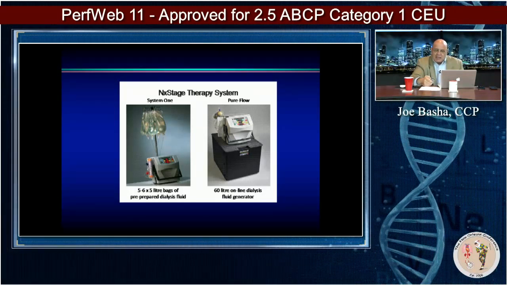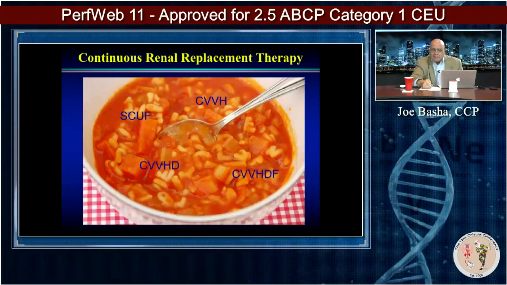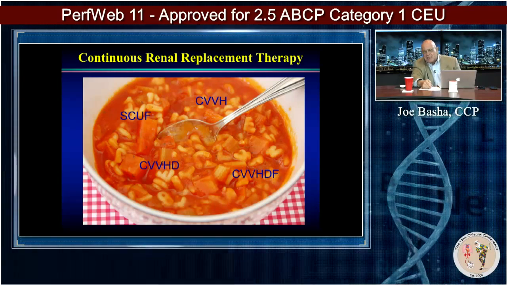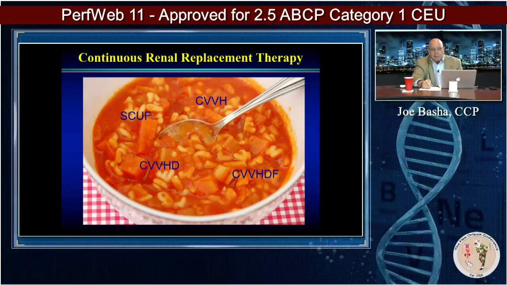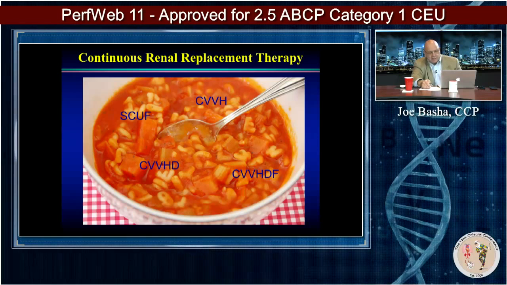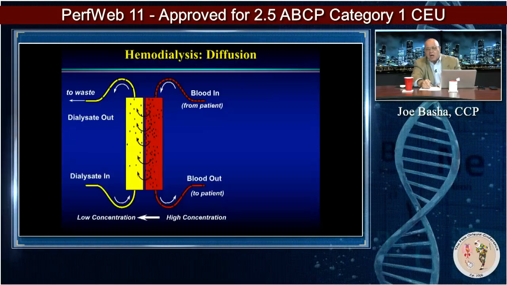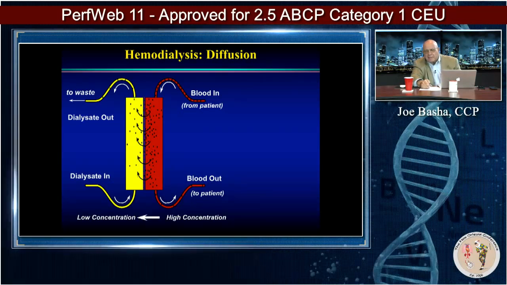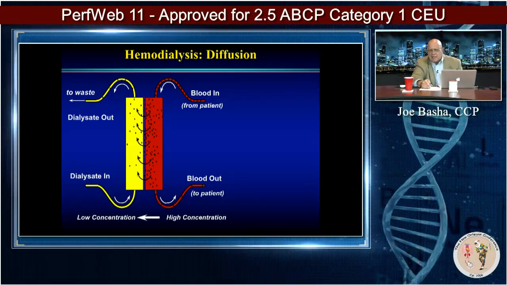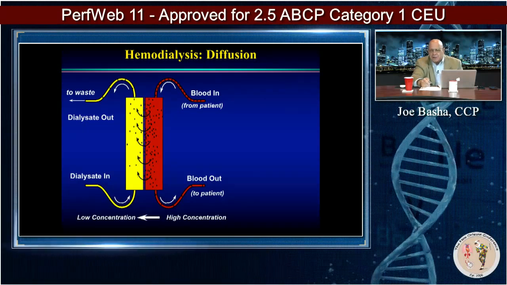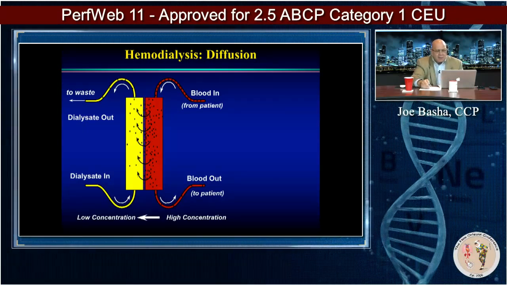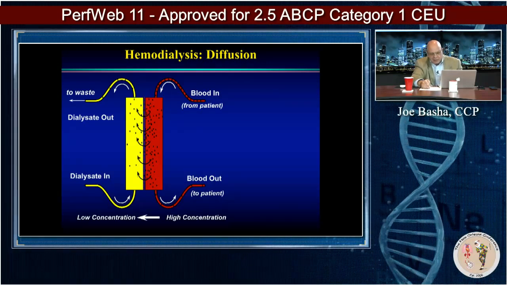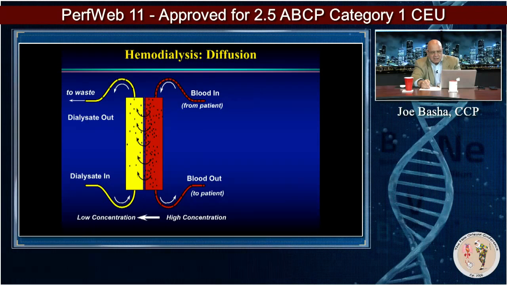CRRT is, in fact, an alphabet soup. You have SCUF, CVVH, CVVHD, CVVHDF, MUF, UF, where does it end? It's hard to say, but let's talk about these different therapeutic modalities. Well, we're all familiar with diffusion, right? Hemodialysis essentially relies on diffusion. I'm not going to go over the slide. We all know what high concentration and low concentration is and how that all works. So I'm just going to skip that.